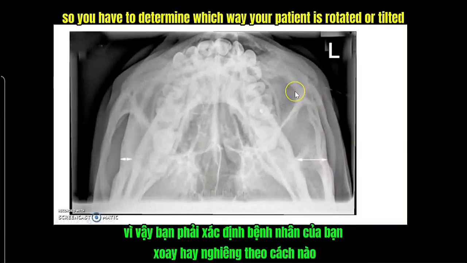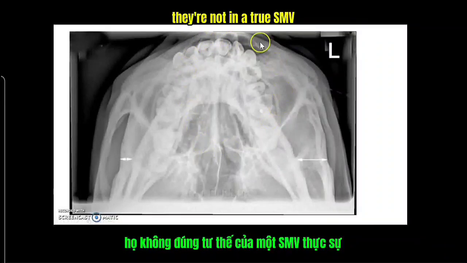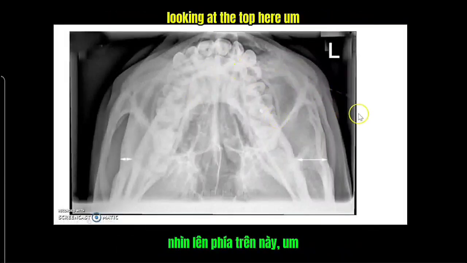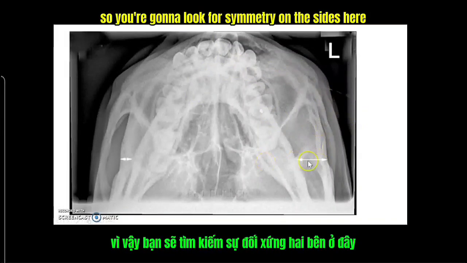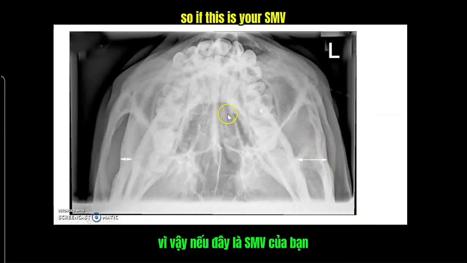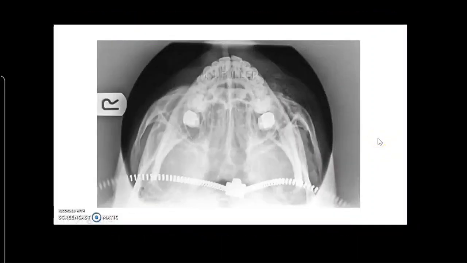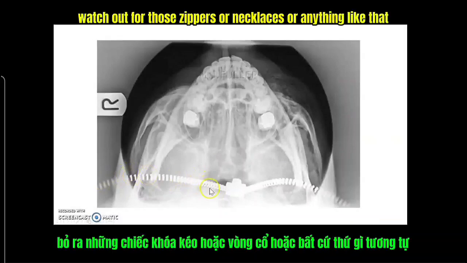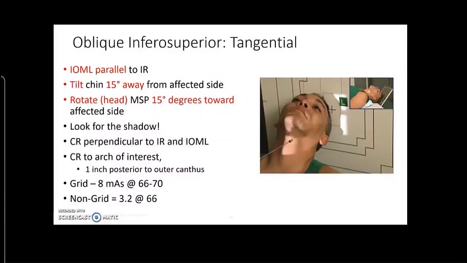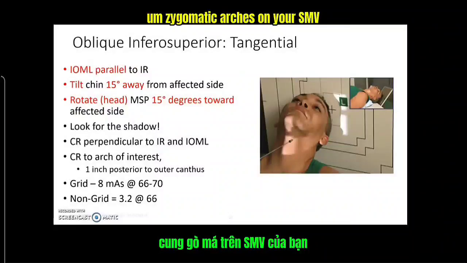So you have to determine which way your patient is rotated or tilted, or maybe both, right? They're not in a true SMV. I don't think their IOML is in correct position either, looking at the top here. So you're going to look for symmetry on the sides here, and can I visualize my zygomatic arches? So if this is your SMV, you're going to need to repeat for the left zygomatic arch by itself. This is an artifact. Watch out for those zippers or necklaces or anything like that that could show up as artifact, okay?